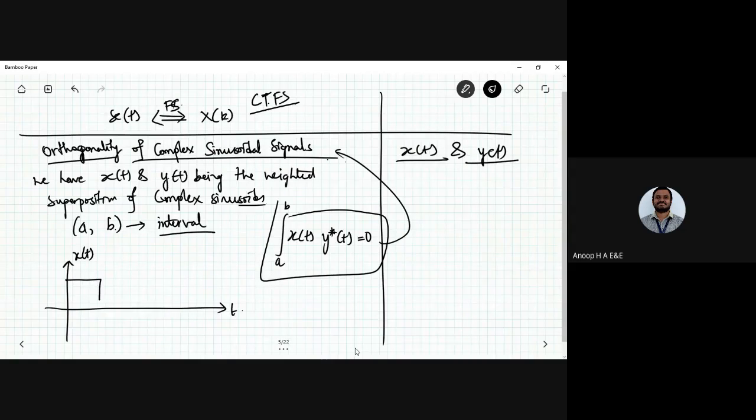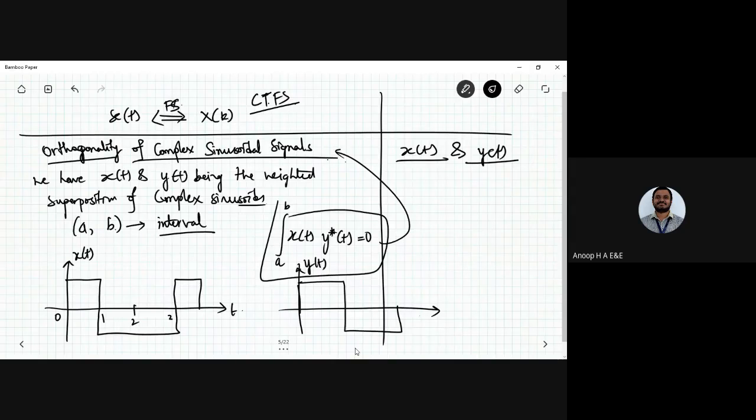So now I have a signal called x of t here. I can write it like this. I'm taking a simple example just to make you understand. I have a signal x of t over the period from 0 to 4: 0, this is 1, this is 2, this is 3, and this is 4. So I have signal 1 and signal 2, both continuous time signals. I'll be able to evaluate this integral from a to b of x of t and y star of t, where y star of t is nothing but the complex conjugate of y of t.